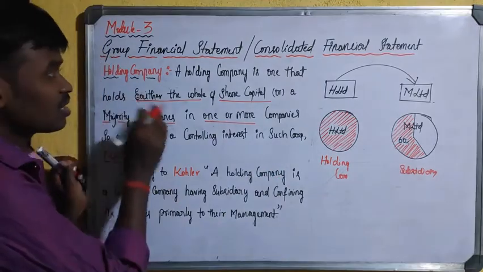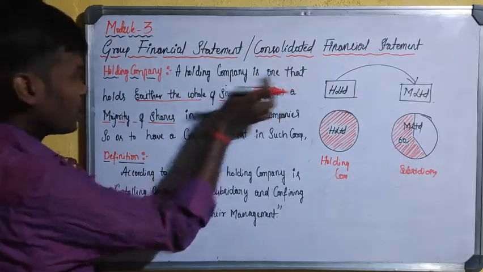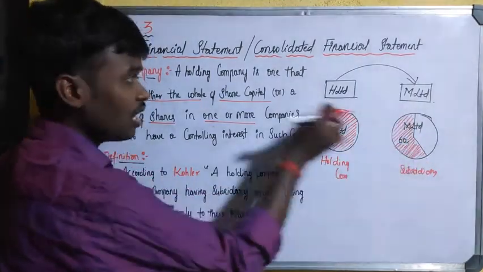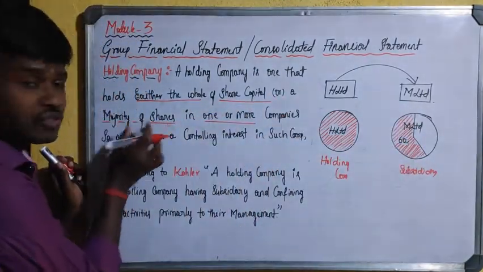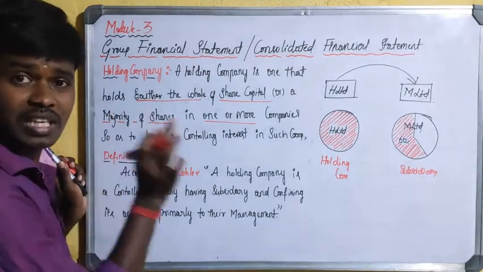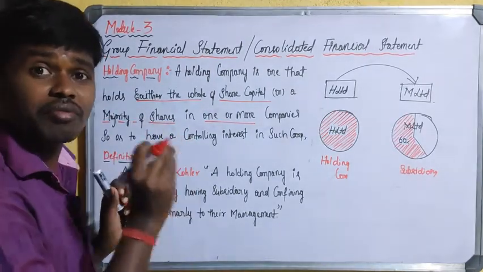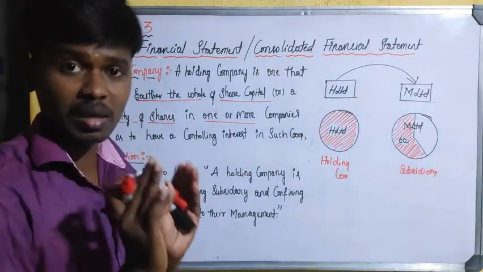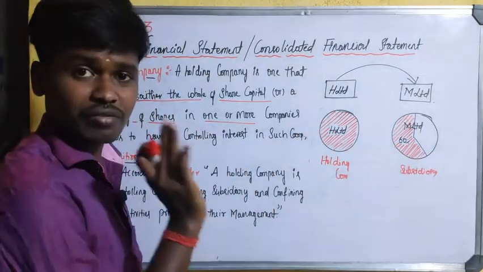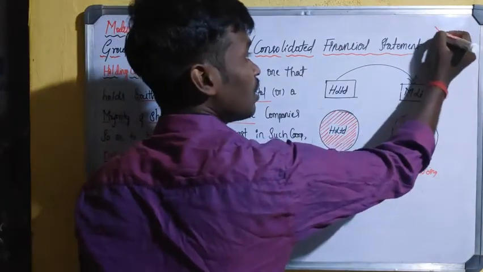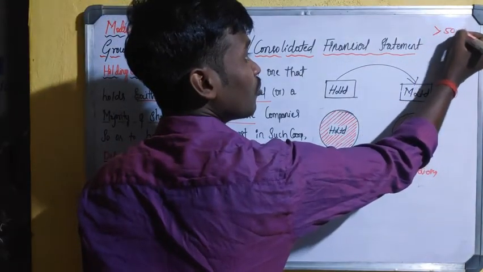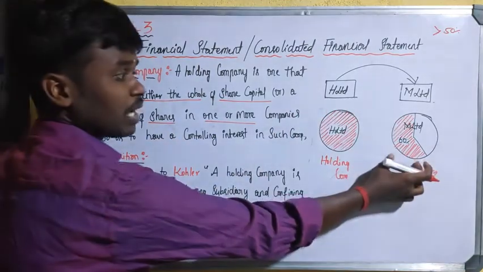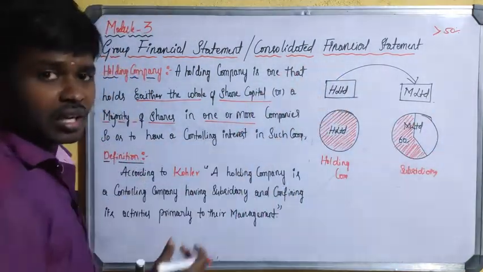Okay, so that is the case. A holding company is one that holds either the whole of the share capital or a majority of the share capital. So majority of share capital, in the sense, more than 50%. So only then do we call this company a subsidiary company. So majority of share capital in the sense invest more than 50%. Okay, so then only it will become the subsidiary of another company.